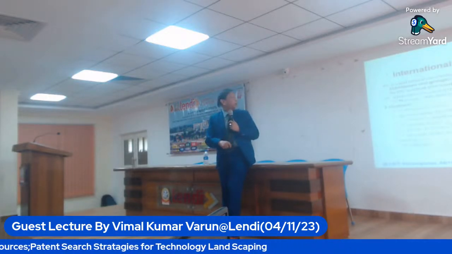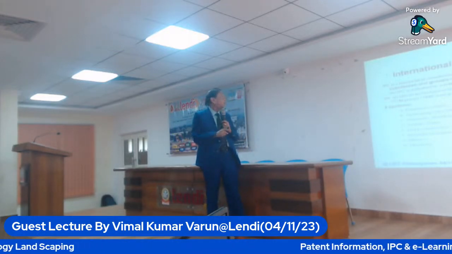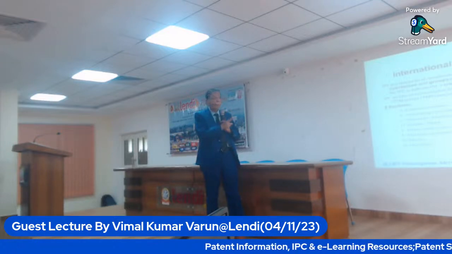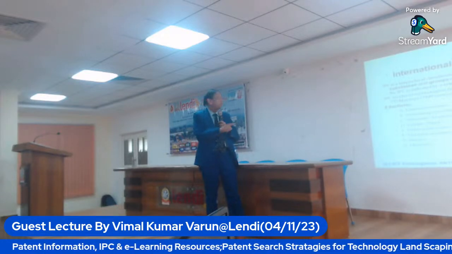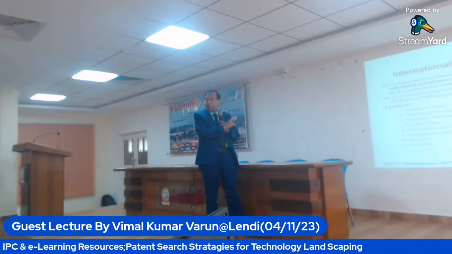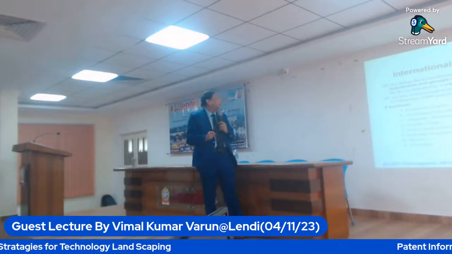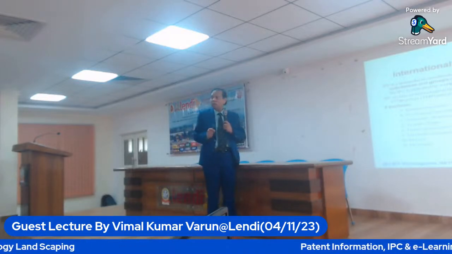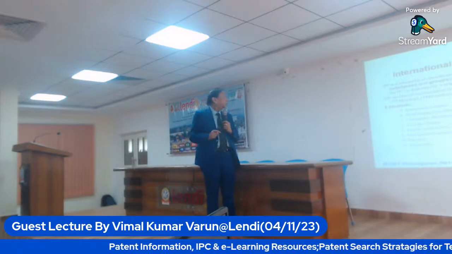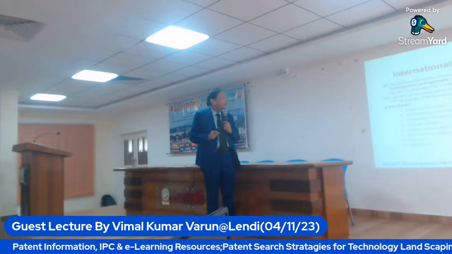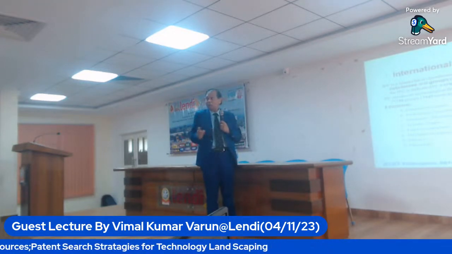Now this is a hierarchical classification starting with sections, subsections, classes, subclasses, groups, and subgroups. There are 8 sections. Any patent document is classified into these: A is human necessities, B is performing operations and transporting, C is chemistry and metallurgy, D is textiles and paper, E is fixed constructions, F is mechanical engineering, lighting, heating, weapons, blasting, G is physics, and H is electricity. Everything is covered under this.